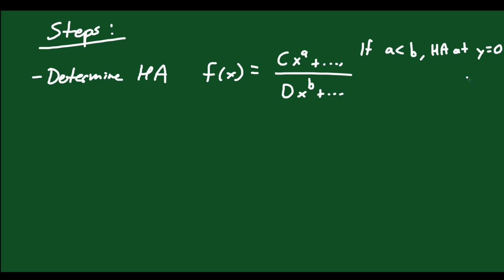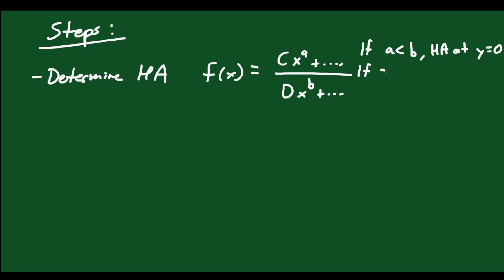And we saw that with some of the reciprocal functions, right? Like y equals 1 over x or y equals 1 over x squared. The exponent on the bottom was bigger, so we just assumed the horizontal asymptote was at y equals 0, right? So that's kind of what we're used to seeing. But there's also some other things that could happen.